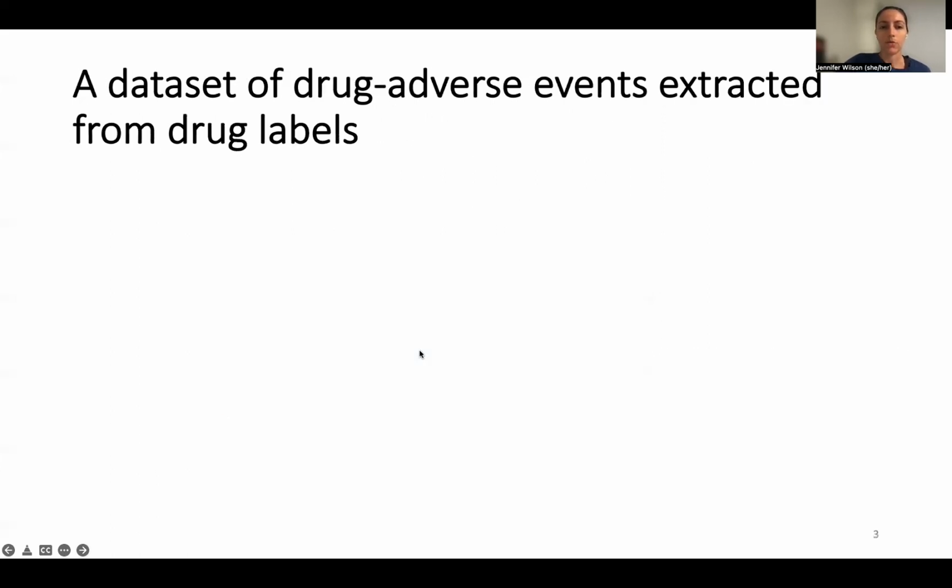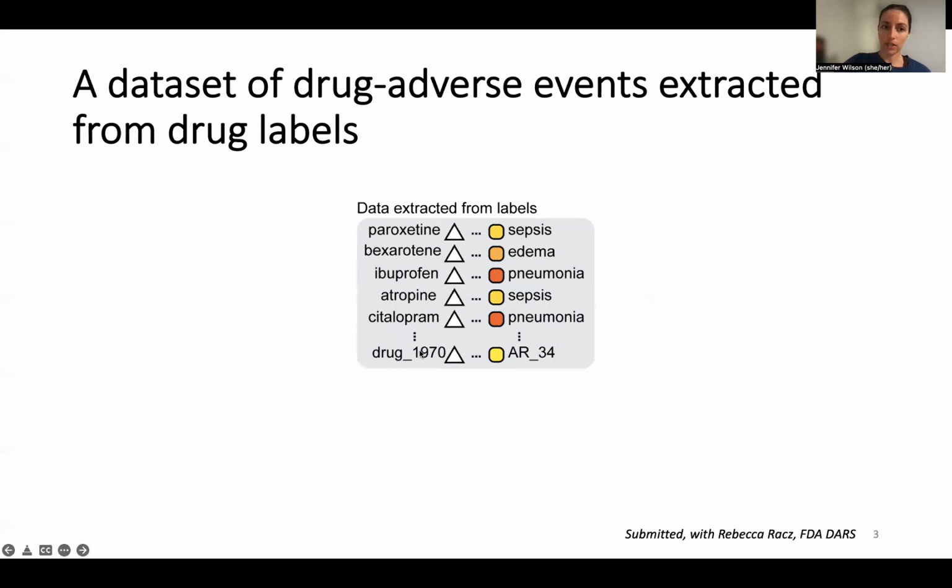Just to give you a sense of the data that we were using, we extracted data from drug labels, and we looked at a set of severe adverse reactions. Those are the column on the right. There's about 34 of those, and just to give you a few examples of them. Then there were about 1,970 drugs, and those are the triangles on the left. We took severe adverse reactions from the warnings, box warnings, and precautions of the drug labels. So we didn't look at all side effects, just severe side effects.